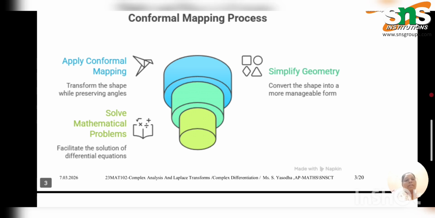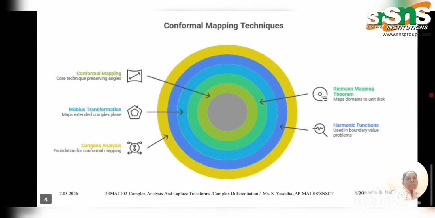Third, complex integration is widely used in engineering applications. In signal processing, it helps analyze signals and systems. In control systems, it is used to study system stability. In electromagnetic theory, it helps solve field equations, and in fluid dynamics, it is used to model fluid flow.